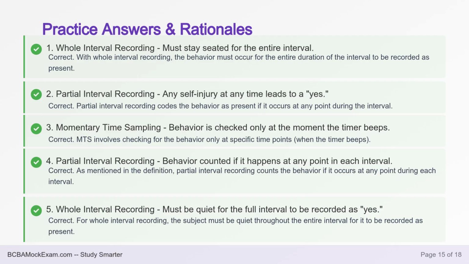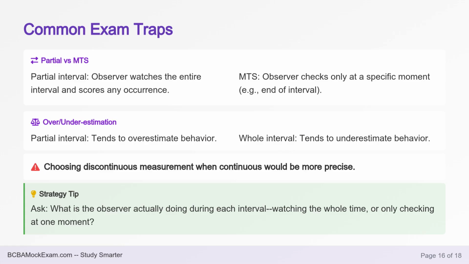Notice how the wording, entire interval, anytime during, or at the check moment, tells you exactly which method is being described. Now let's talk about traps the exam likes to set. One big trap is confusing partial interval with MTS. In partial interval, the observer watches the whole interval and records if the behavior happens at any point. In MTS, the observer only checks at a specific moment, like the end of the interval. Another trap is forgetting the bias. Partial interval tends to overestimate behavior, and whole interval tends to underestimate it.